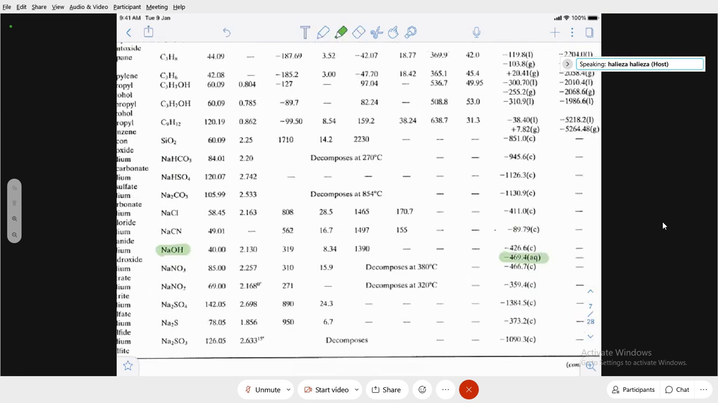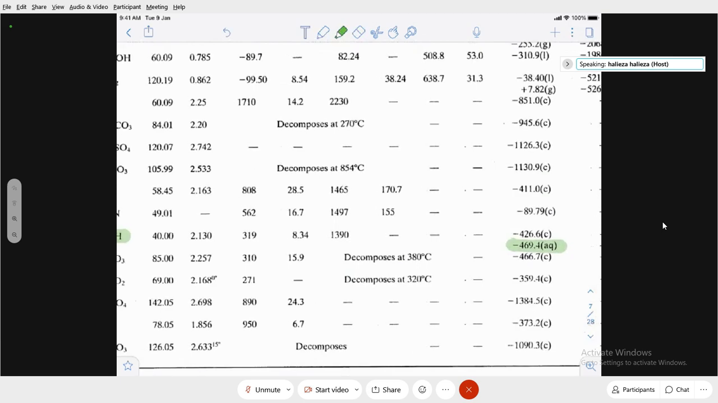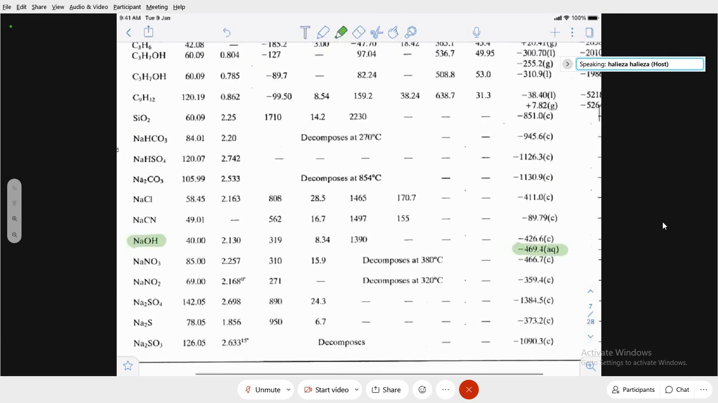Let me repeat. I got you guys confused, so I need to clarify this. The heat of formation, the aqueous, you can get from B1. The heat of mixing you can get from B11. So get that clear, because I might be confusing you guys with the mistake I mentioned just now. So this is your heat of formation of sodium hydroxide, having that aqueous term there.